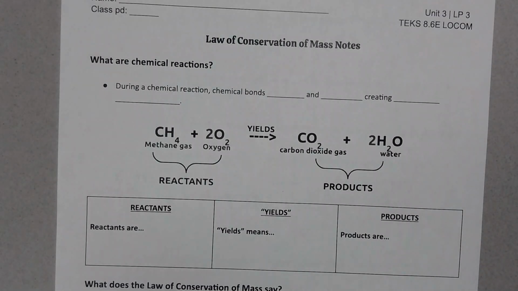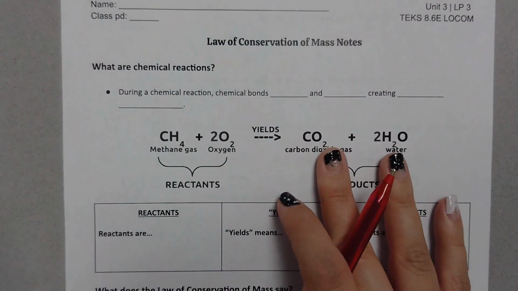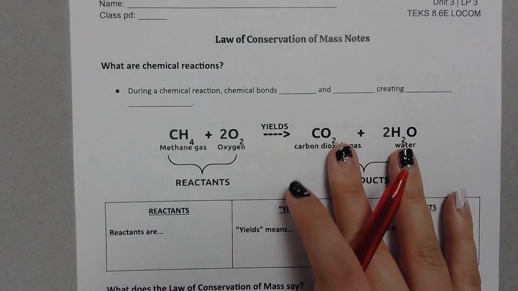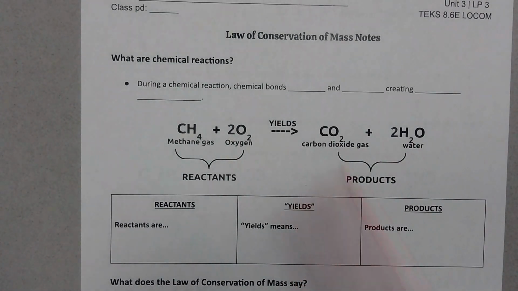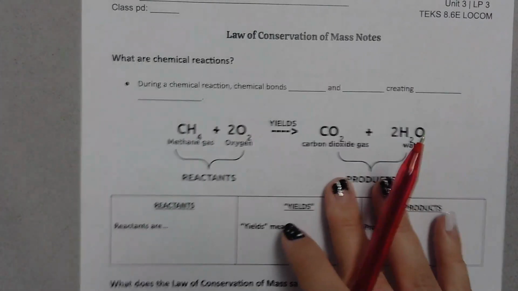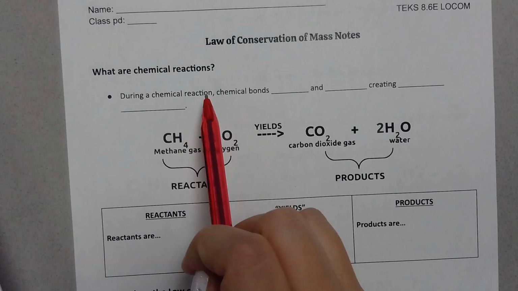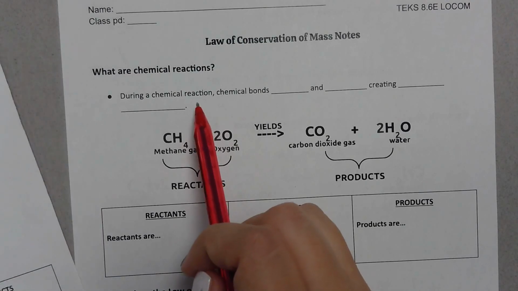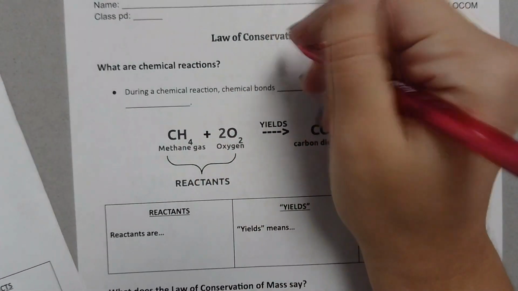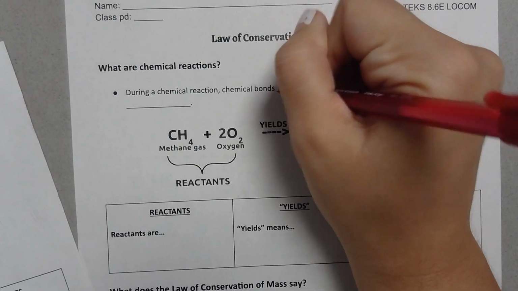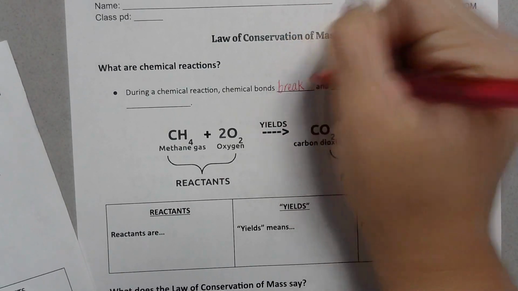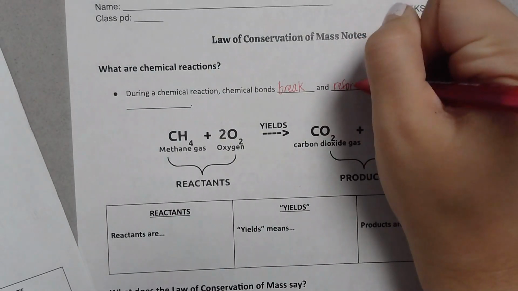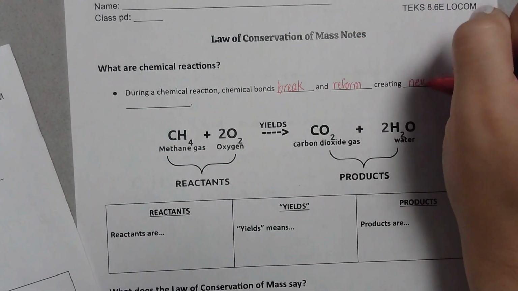So today we're officially taking notes over the law of conservation of mass. Last week we looked at a couple of demonstrations to help us understand the concept, but today we're going to actually take the notes. During a chemical reaction, chemical bonds are broken, break, and reform, creating new compounds.